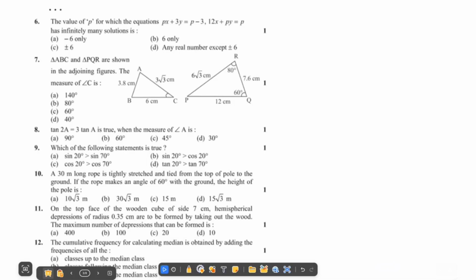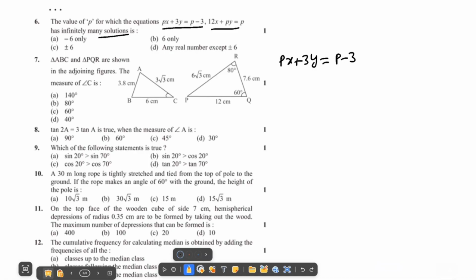Next, the sixth question. What is the sixth question? The value of p for which the equation px plus 3y is equal to p minus 3, comma, 12x plus py is equal to p has infinitely many solutions. These two linear equations have infinitely many solutions, such that we have to find the value of p. So let's write the given equations. The first equation is px plus 3y is equal to p minus 3.